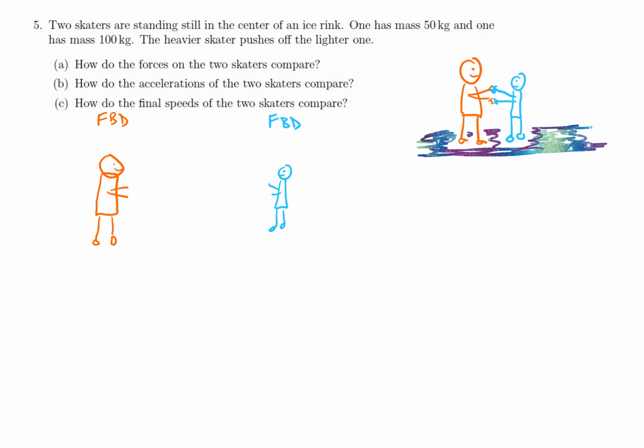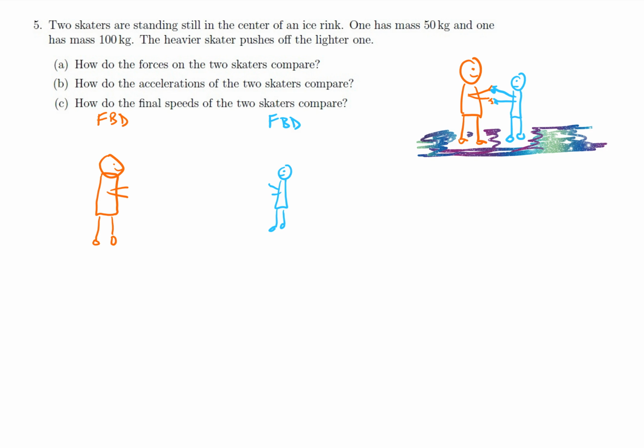Okay, so in this example, we have two skaters standing still in the center of an ice rink, and one has mass 50 kilograms and one has mass 100 kilograms. So one is twice as big as the other. And we're saying that the heavier skater is going to push off the lighter one.